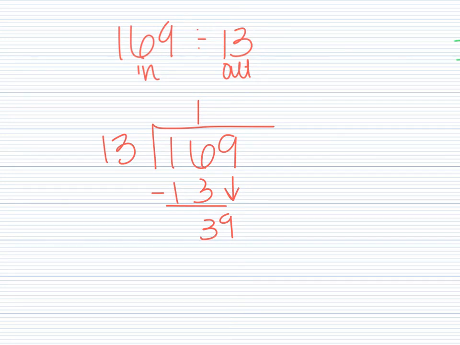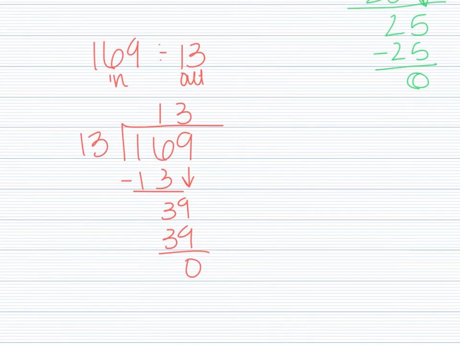13 does go into 39 3 times. So 13 times 3 is actually 39 itself, and then I have 0. Well, that's also very convenient because now I don't have a remainder. So 169 divided by 13 is 13.